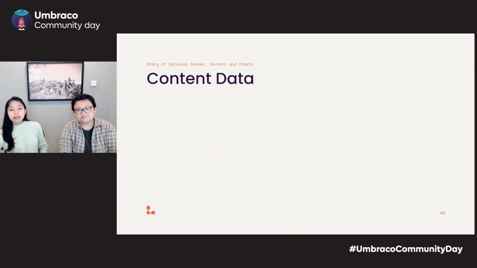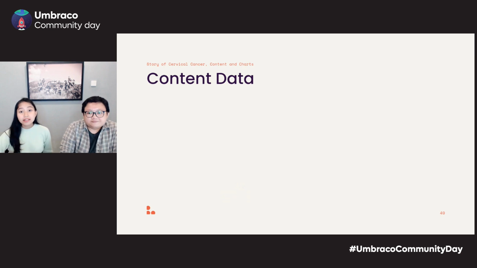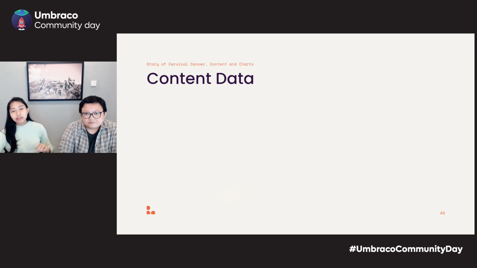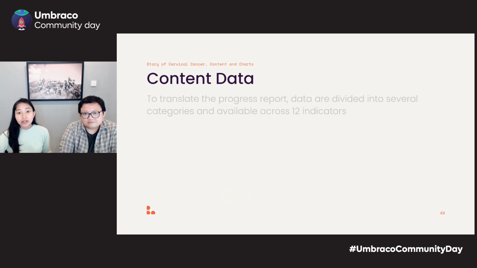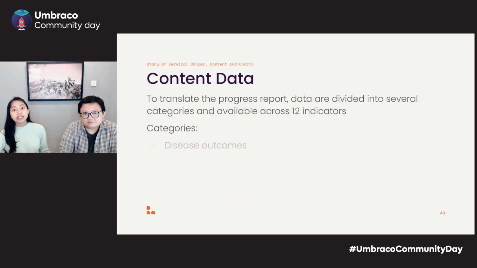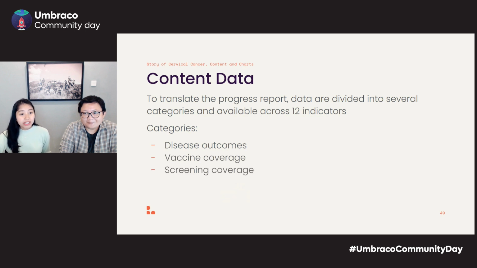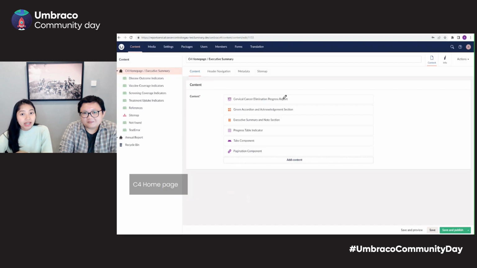And the next agenda for today is content data. From the previously displayed original PDF reports, we need to divide them into several categories and 12 different indicators. The categories are disease outcomes, vaccine coverage, screening coverage, and treatment uptake. To support those categories, we need to create several pages for the report contents.